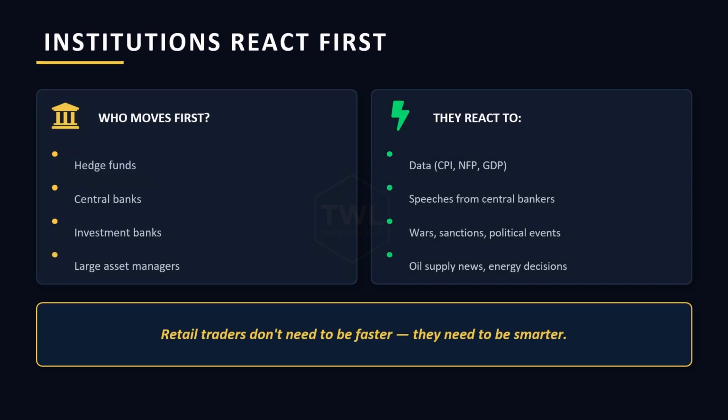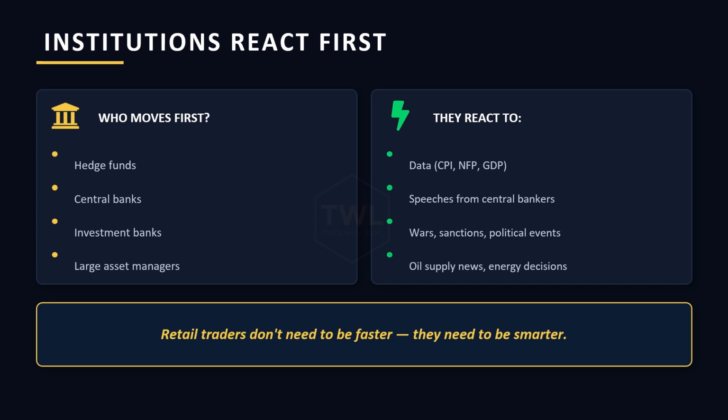Now here's something that genuinely changed how I see the market once I understood it. When big news drops, you and I are not the ones reacting first. Who actually moves first? Hedge funds, central banks, investment banks, large asset managers. These are companies managing billions, sometimes trillions of dollars. They react instantly to economic data, to speeches from central bank officials, to wars and political events, to oil supply news. By the time you and I see the candle move on our charts, these institutions have often already placed their trades.